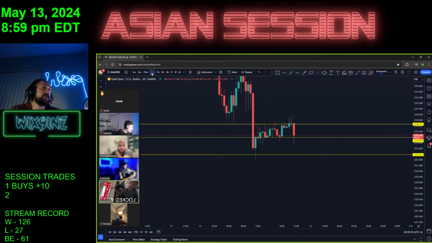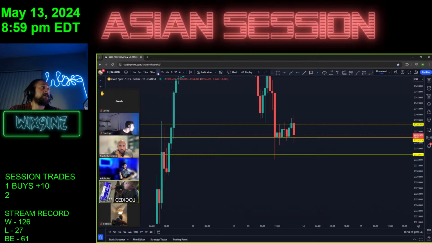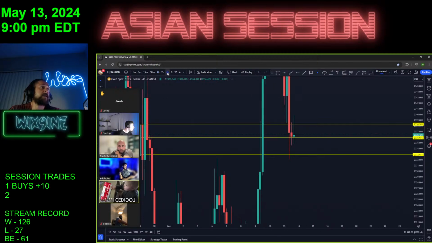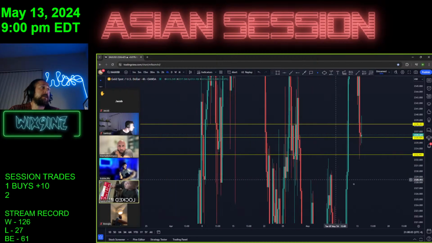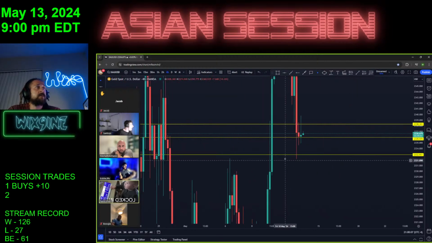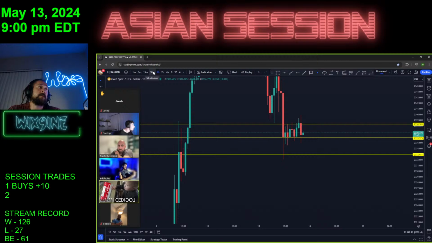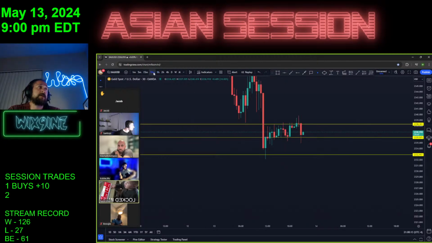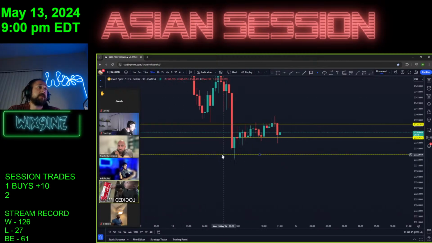Five, 4, 3, 2, 1. Alright, so the 4 hour will close. Everything will close bearish here. The 4 hour weak, bullish, weak candle, but it closed at a support. The 4 hour closes at a support. I need more candles.